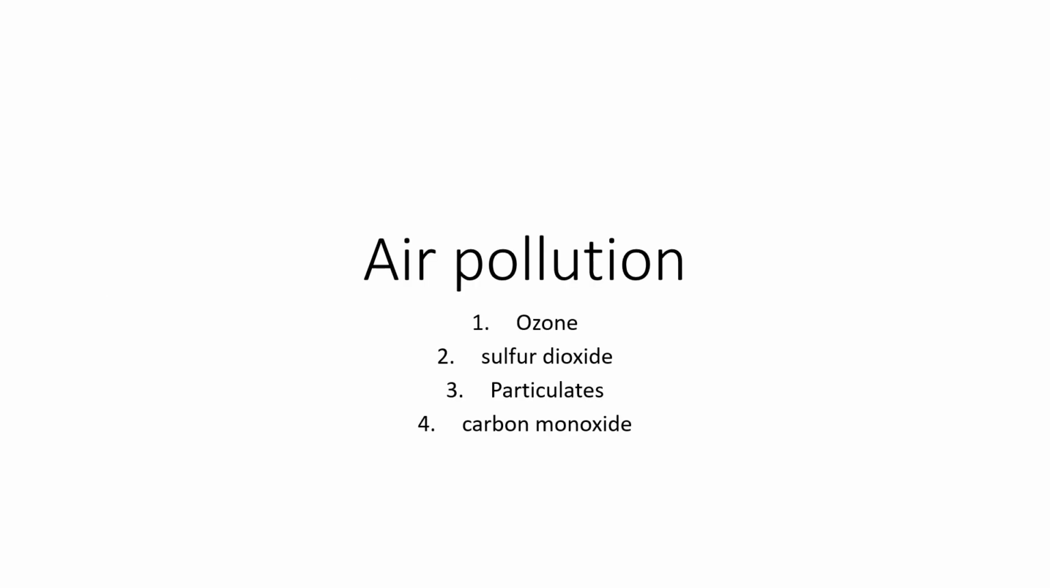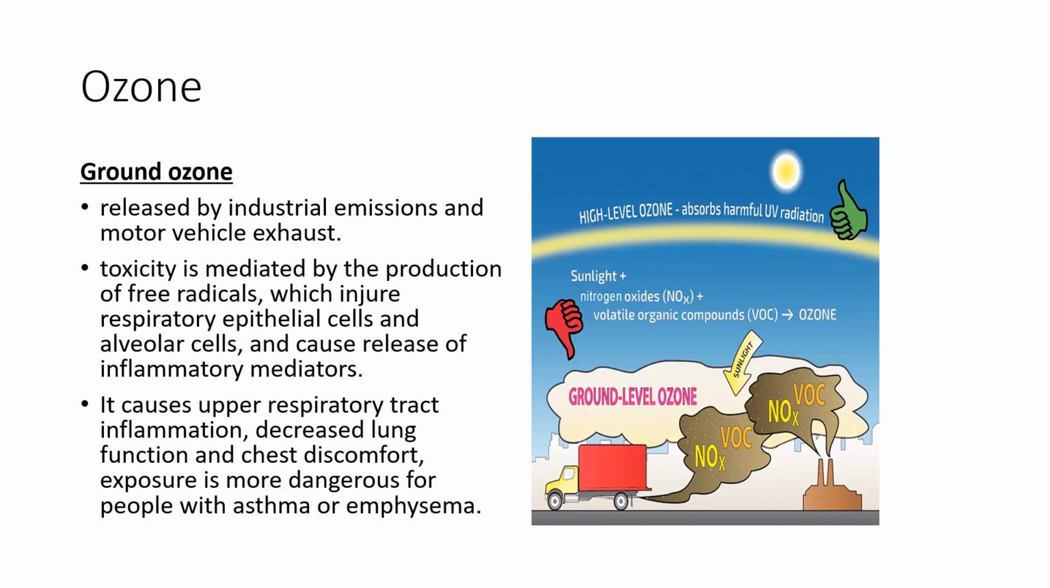First, we look at air pollution comprising of ozone, sulfur dioxide, particulates, and carbon monoxide. We have two types of ozone, the high-level ozone, which helps to absorb harmful UV radiation, and also the ground ozone, which is released by industrial emissions and motor vehicle exhaust. Ground ozone is toxic and it's mediated by the production of free radicals which injure respiratory epithelial cells and alveolar cells, and this causes release of inflammatory mediators.